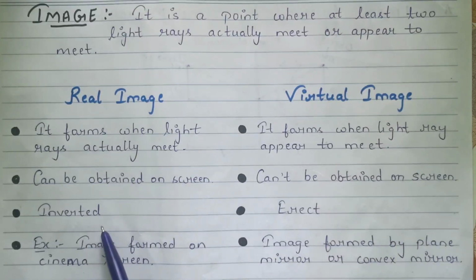A real image is inverted while a virtual image is erect. We can take an example of a real image. The image formed on a cinema screen is an example of a real image, and the image formed by a plane mirror is an example of a virtual image.